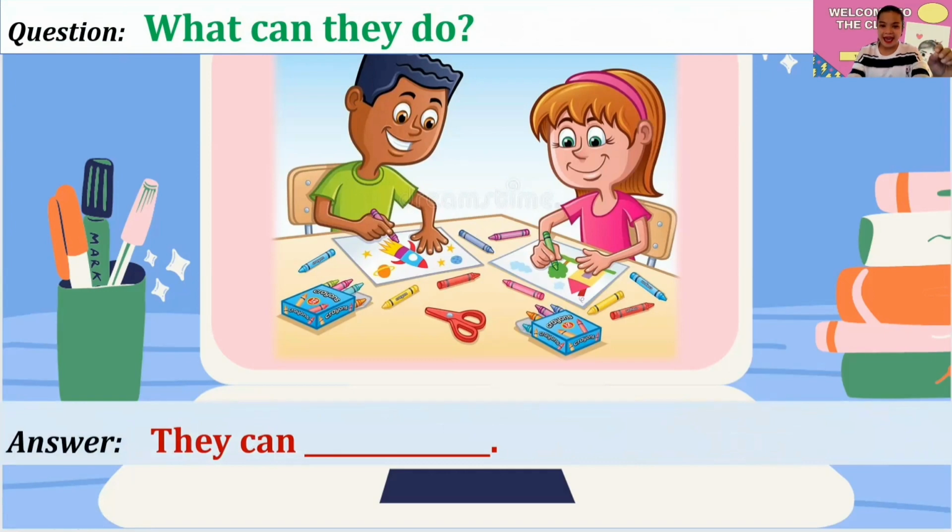They can. Perfect. They can color. Now, everybody, what can they do? What will be the answer? They. Perfect. Now, let's read this one and let's say it slowly. Let's begin here. What can they do? They can color. Perfect. Now I want you guys to read it by yourself. Begin here.